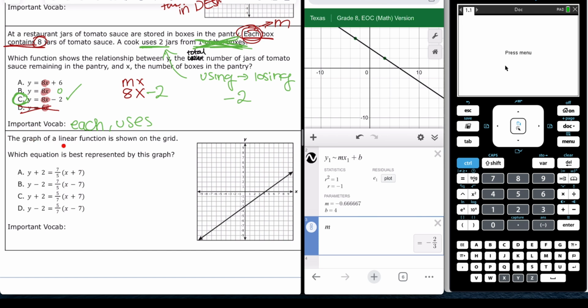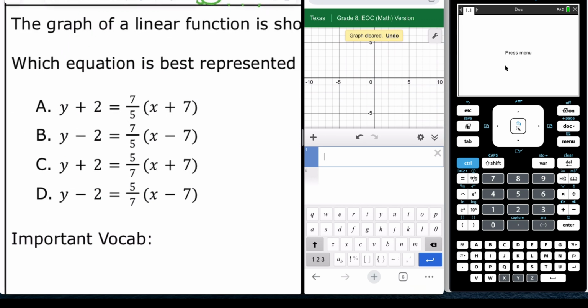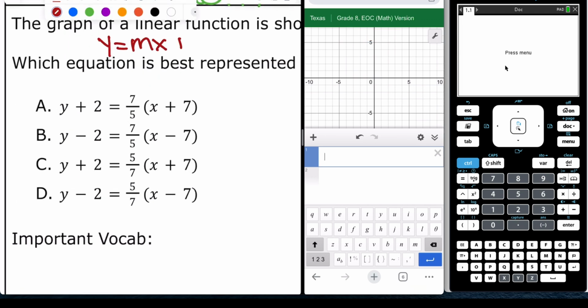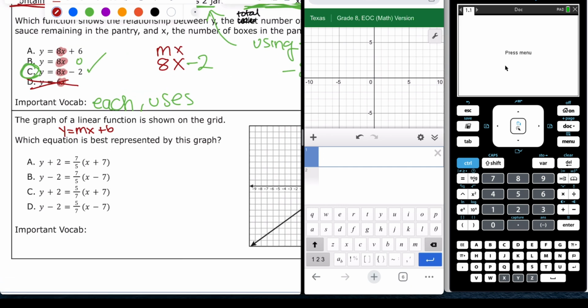It says the graph of a linear function is shown on the grid. Which equation is best represented by this graph? So I have a graph and I have these equations. Now, I can do Desmos, but the only thing is, if these are not in the y equals mx plus b format, the table won't work because it gives us m and b. Here you have y minus y1 equals m times x minus x1, I think, or maybe this is a plus, I don't know. Anyways, it's a long equation, okay?